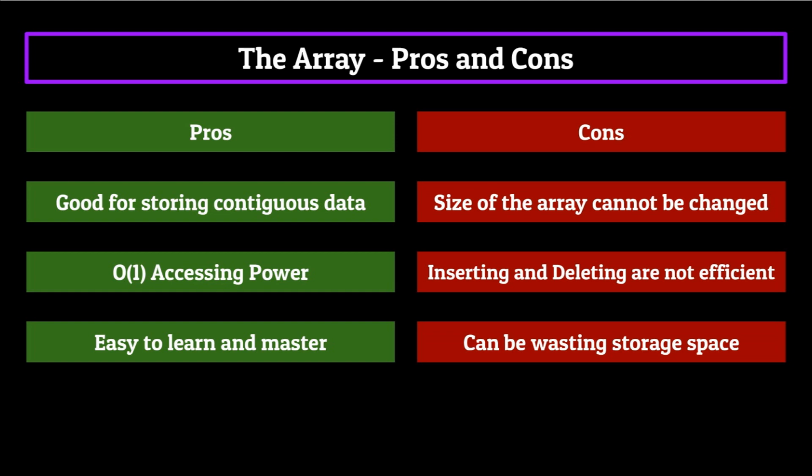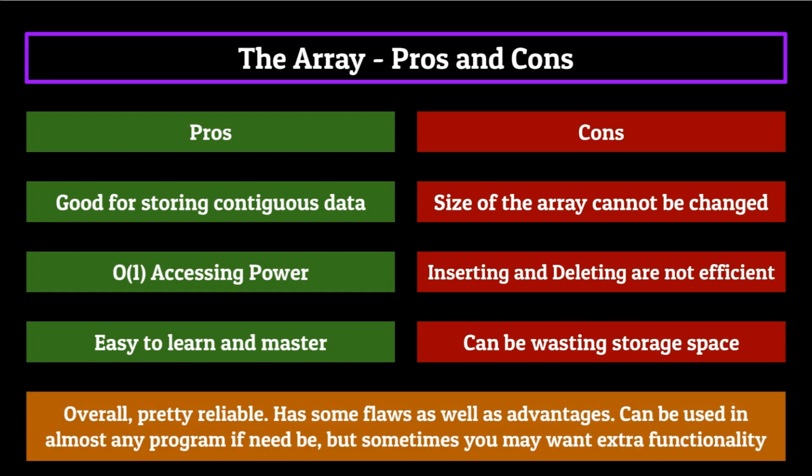Overall, the array is a pretty reliable data structure. It has some flaws as well as advantages. A program you write could use an array if need be, and it would work fine. But maybe sometimes you want a little extra functionality, and that's where the more advanced data structures come into play. Speaking of which, next up we're going to be covering something very similar to an array, but also very different: the array list.